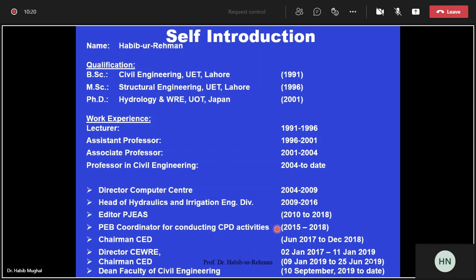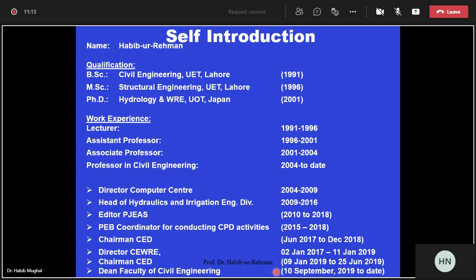I also served as chairman of the civil engineering department from 2017 to 2018 for around 6 months, and then as director of the Center of Excellence in Water Resources Engineering from 2nd January 2017 to 11th January 2019, around 2 years. Once again, I served as chairman of the Civil Engineering Department from 9th January 2019 to 25th June 2019. Presently, I am working as Dean, Faculty of Civil Engineering since 10th September 2019. So this is my brief introduction.